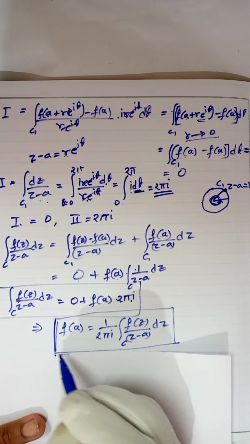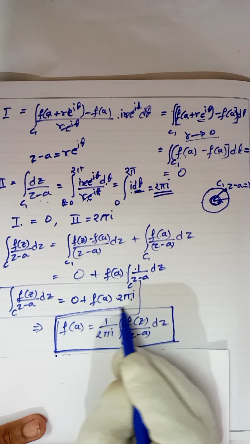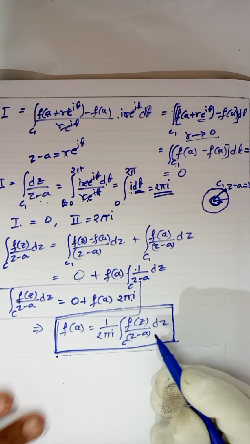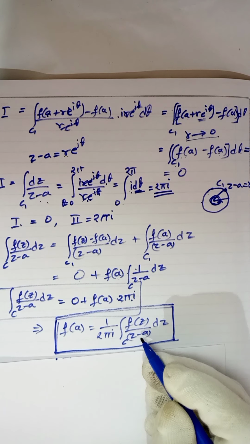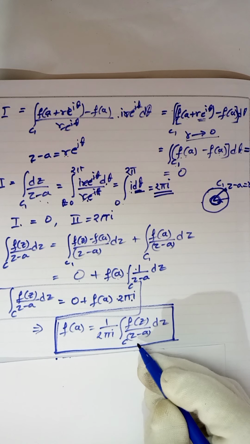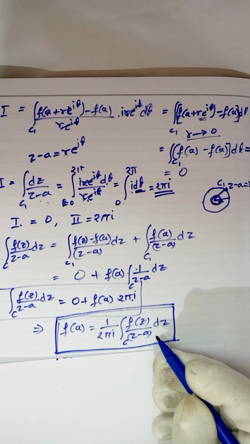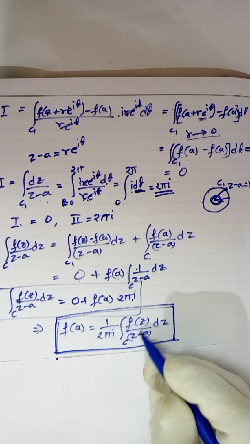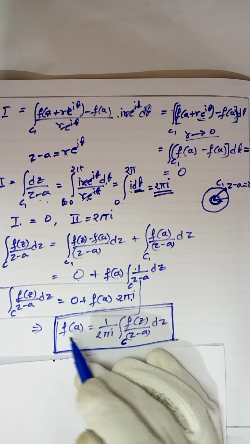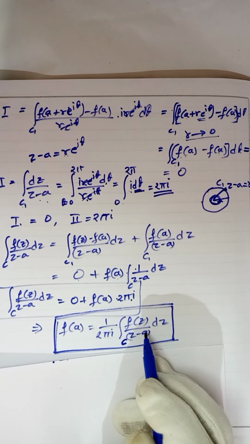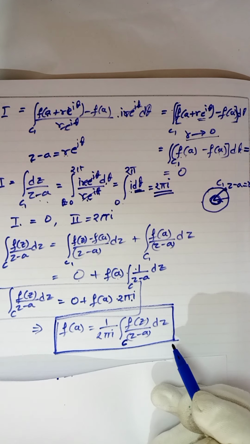This is a very important formula known as the Cauchy integral formula, used to find the value of an integral when a singularity lies inside a region, which is also known as a pole of the function. If the singularity lies inside the closed contour C, then f(a) is equal to 1 upon 2 pi i times the integral of f(z) upon z minus a dz. Okay, thank you.